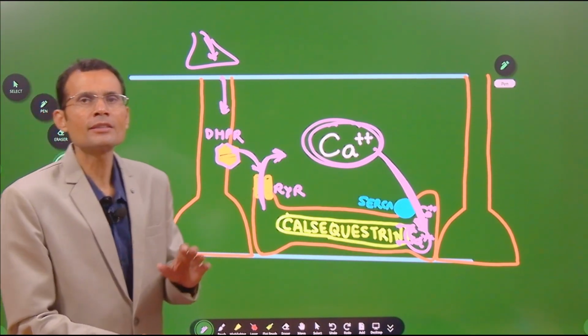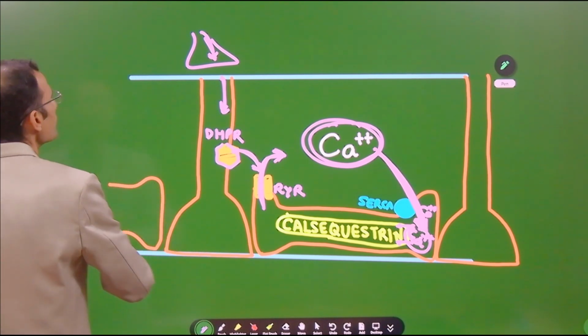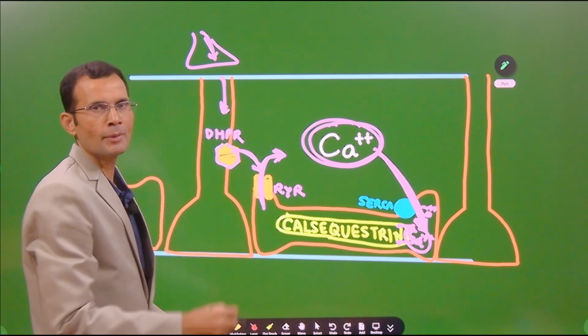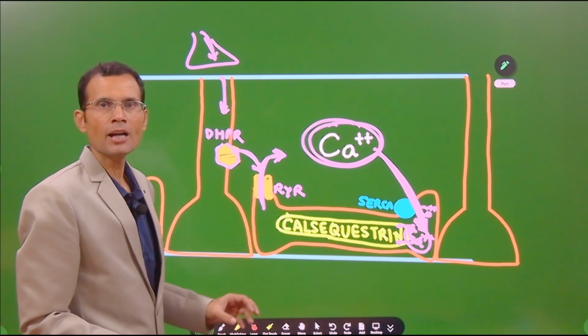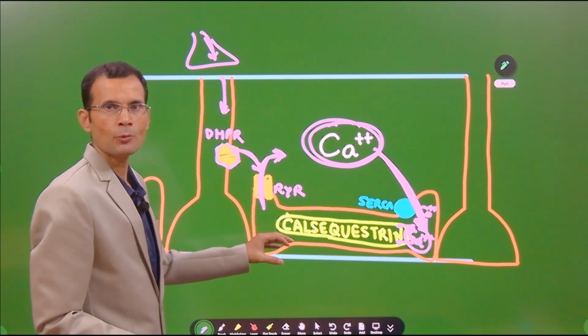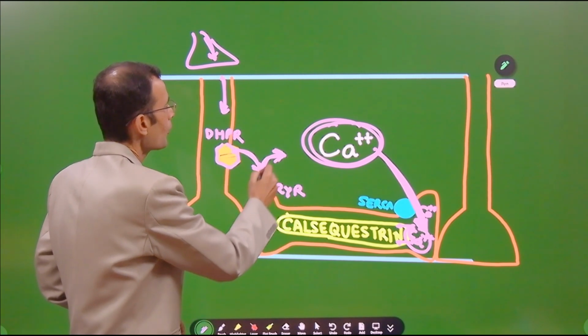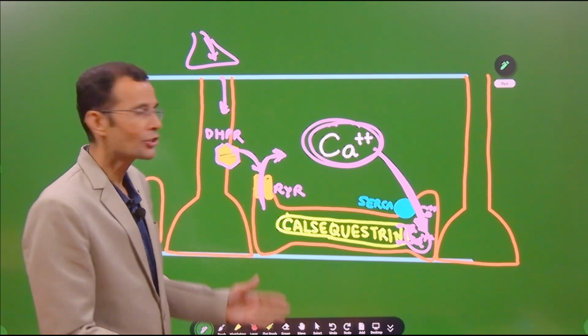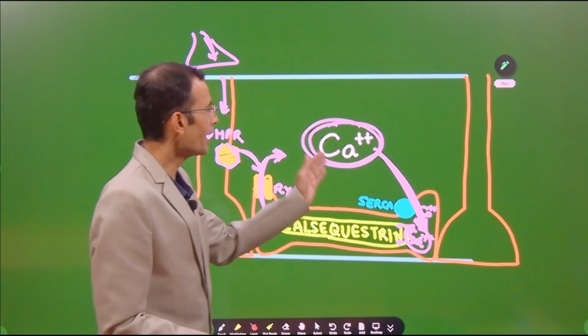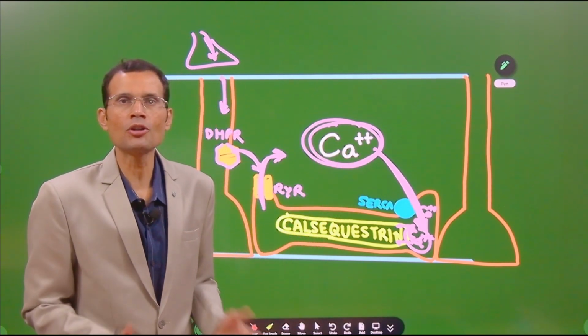Look, you know the events in muscle contraction. Impulse travels through the nerve, enters the muscle. It is sensed by DHPR. DHPR interacts with RYR, and then RYR pumps the calcium or sends the calcium into the sarcoplasm. This calcium initiates the muscle contraction.